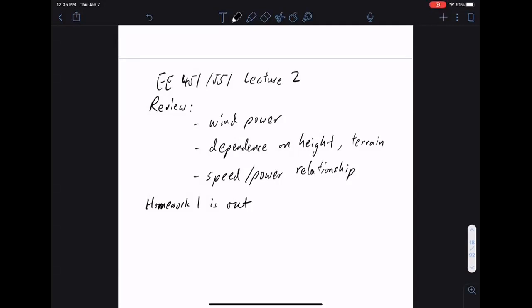Okay, so if no questions, then let's look at what we'll do this class. This class is about turbine design: how do you make the physical turbine, and what does that have to do with how much power you extract from the wind?